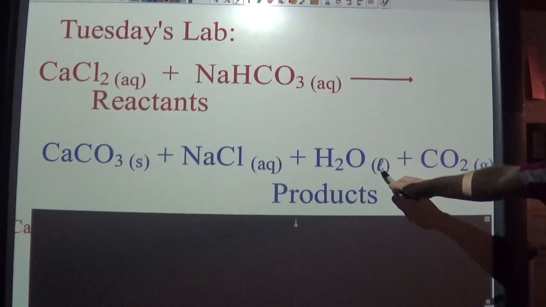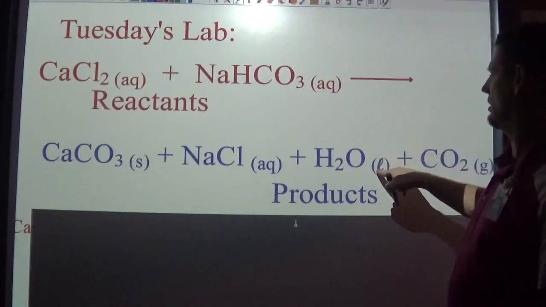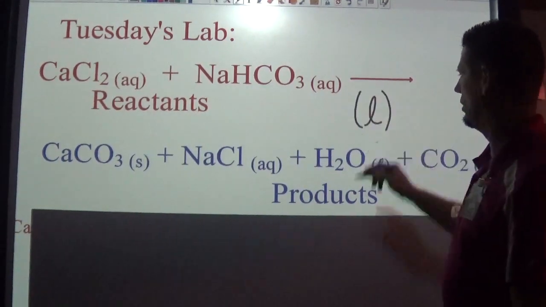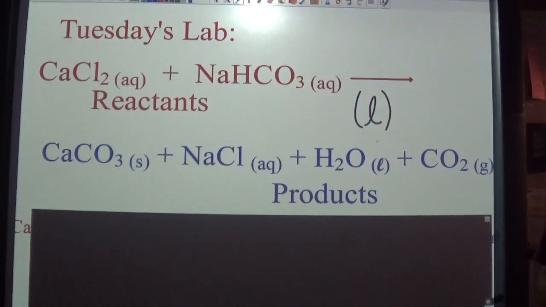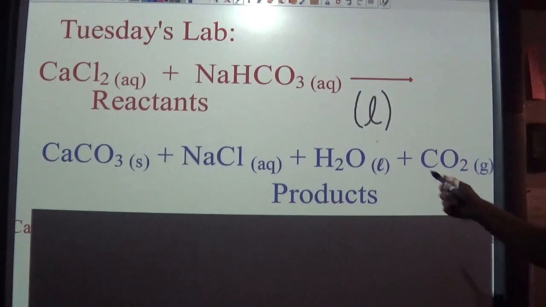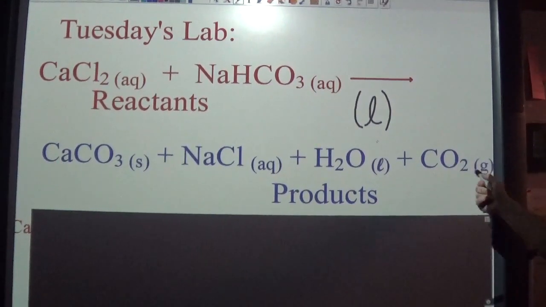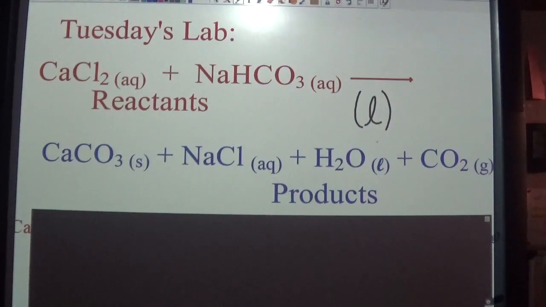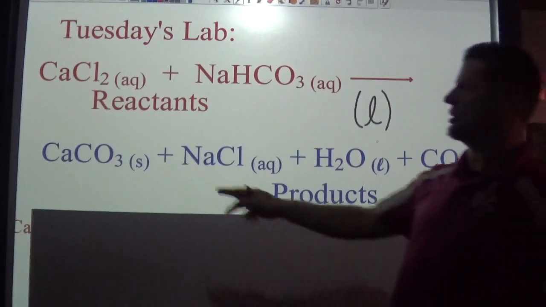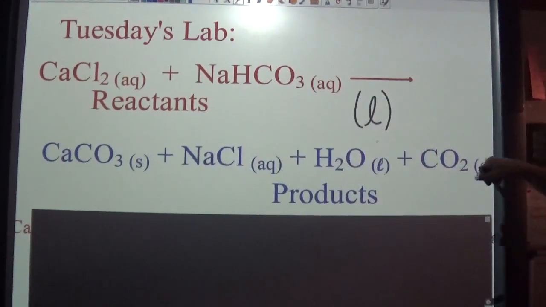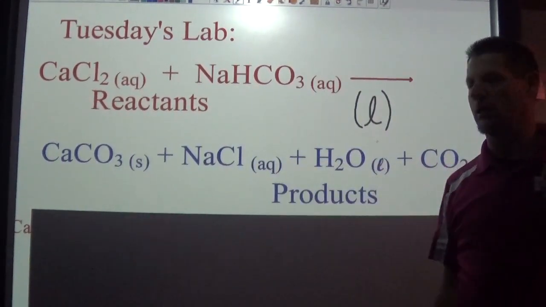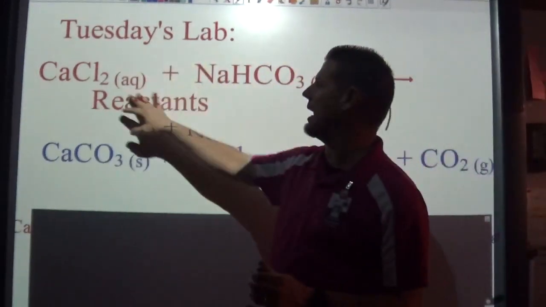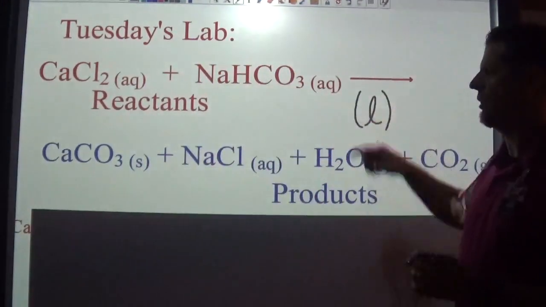It is a liquid, so I use a script L, so the computer uses a weird font. I usually use a script L so you know that's an L, not a 1 or an I or something like that. Water is a script L for a liquid, and it also produced carbon dioxide as a gas. So notice every single one of the different physical states of matter was produced in this reaction. We had a solid, we had a liquid, we had a gas, and we had something remaining aqueous. So again, all of these were our reactants, all of these are the products.